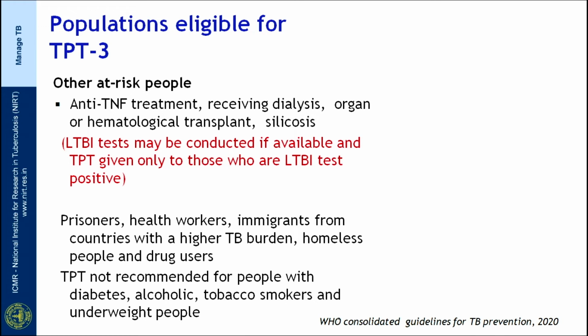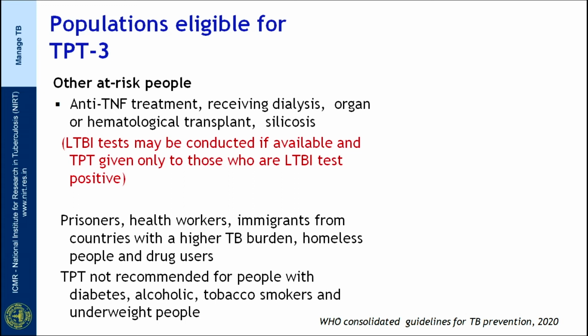There are certain other settings where other risk people can be provided with TB preventive treatment. For example, in some countries, prisoners, health workers, migrants from countries with higher TB burden, homeless people and drug users are also populations considered eligible for TB preventive treatment, whereas in our country this is not the case. And TPT is currently not recommended for people with diabetes, alcoholics, tobacco smokers and underweight people, even though they are at high risk of development of TB disease.